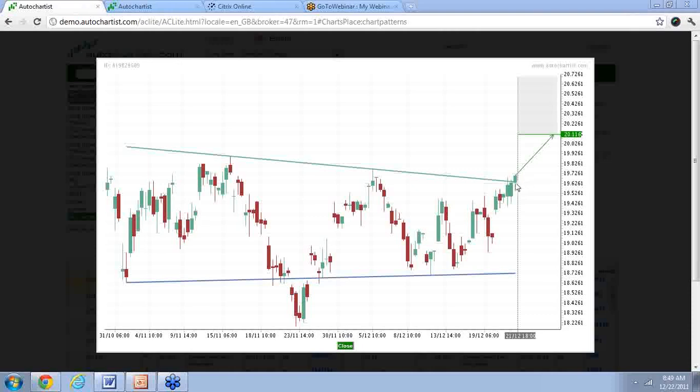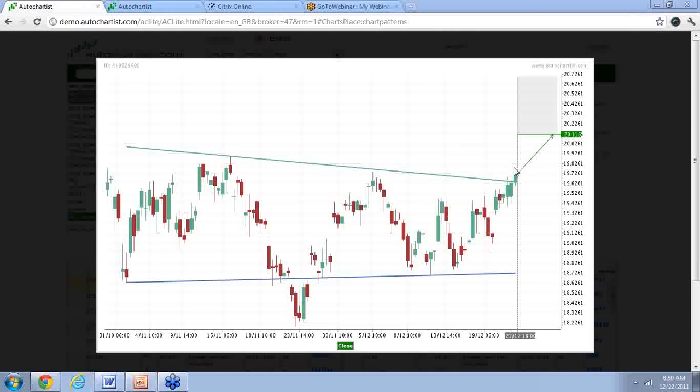The other thing is, again, look to the left to see if you're crossing anything. Now, this may be a clean breakout through this down sloping resistance line, but remember you still have a horizontal line coming in here, and you have another horizontal line coming in here. So if it does hesitate, you still have barriers that it has to get through.